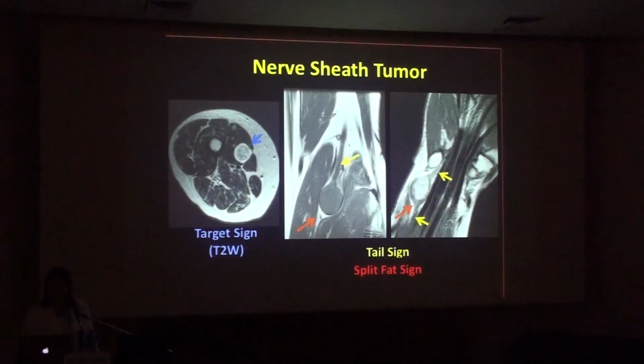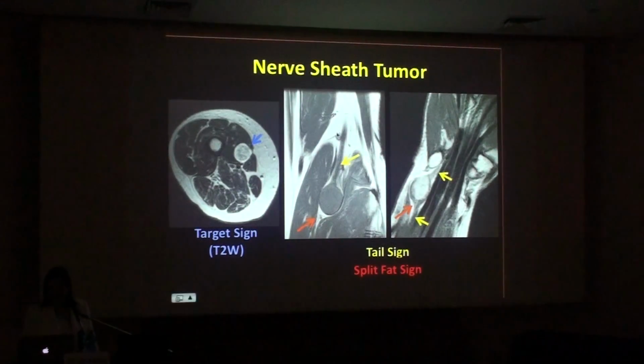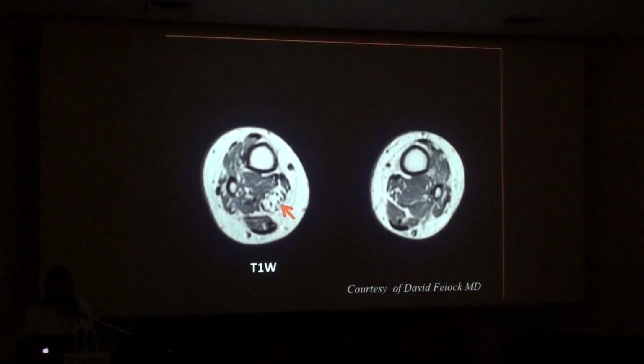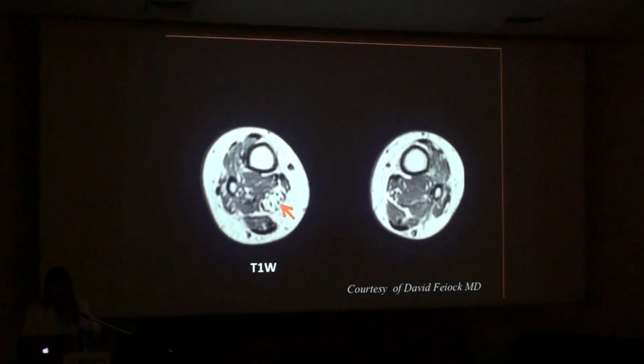And then here's just the tail sign, which is the thickened nerve coming into the nerve sheath tumor, and here we see it in the knee, and here is thickened nerve going in and going out of the nerve sheath tumor in the wrist. The split fat sign is simply this idea that the lesion kind of parts the muscle around it and has some surrounding of fat, so it's splitting the fat.